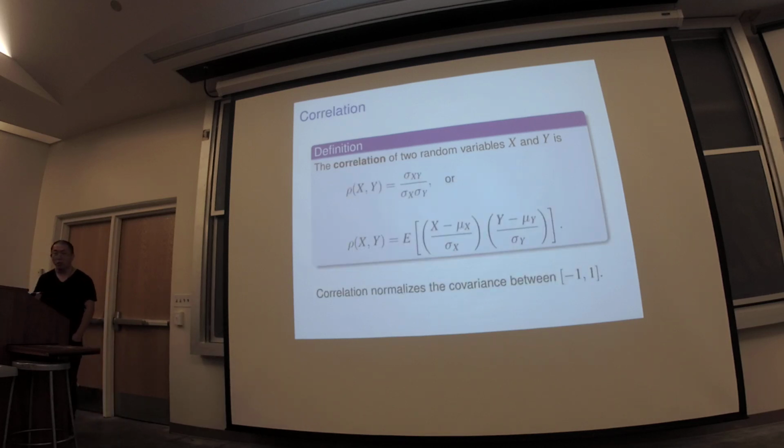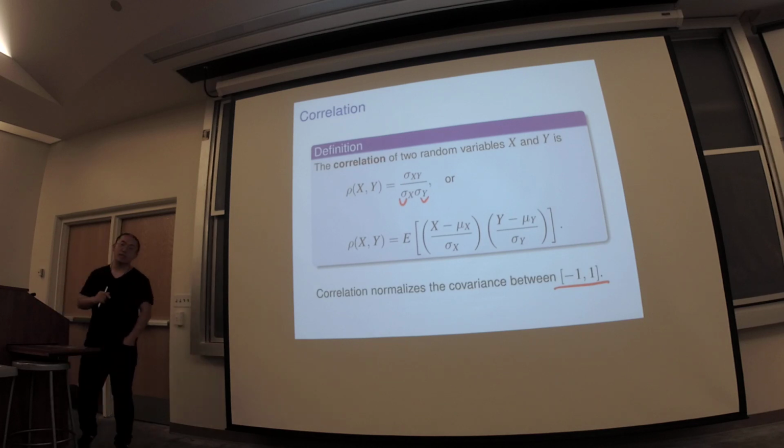And we can further introduce the correlation. The correlation is the covariance normalized by the standard deviations of the two random variables. We can prove that the correlation is between -1 and +1. If the correlation is positive, that means x increases and y increases, or x decreases and y decreases. If the correlation is negative, then x increases and y decreases. They change in opposite ways.